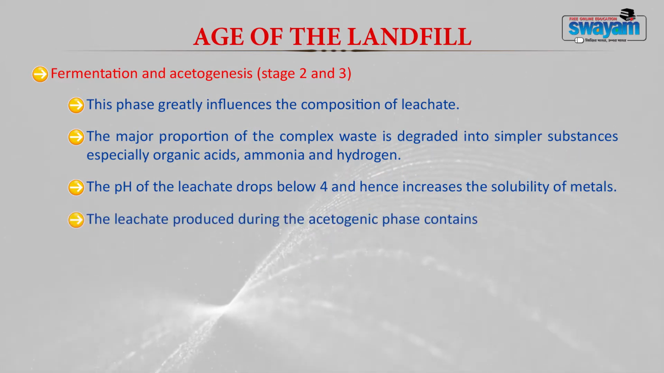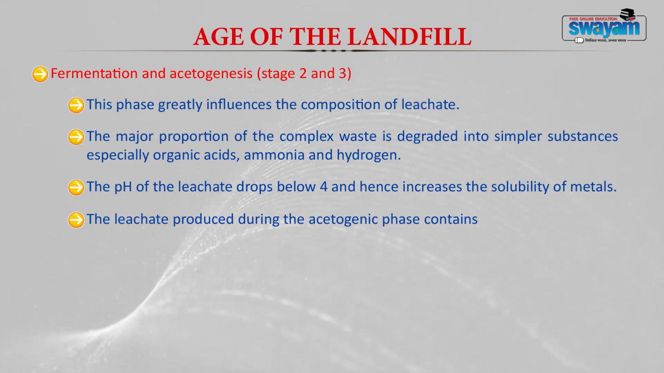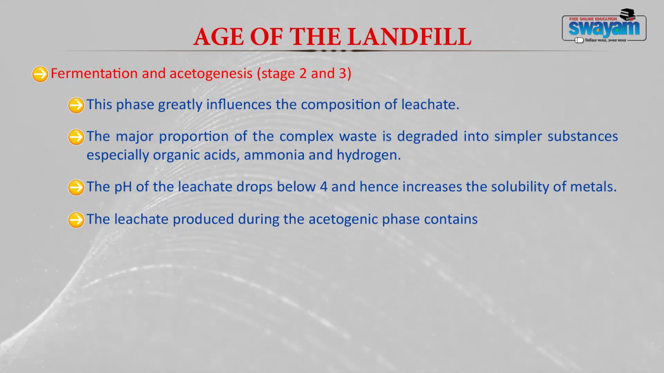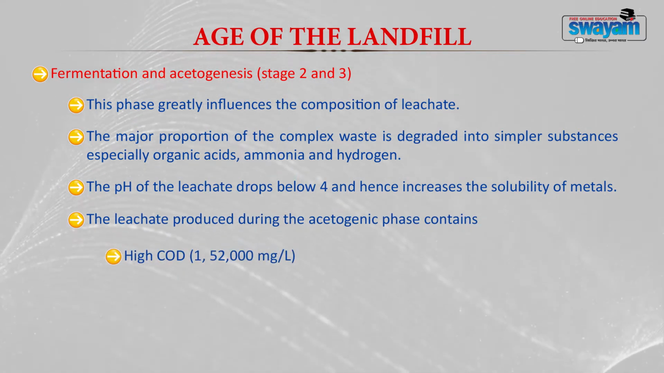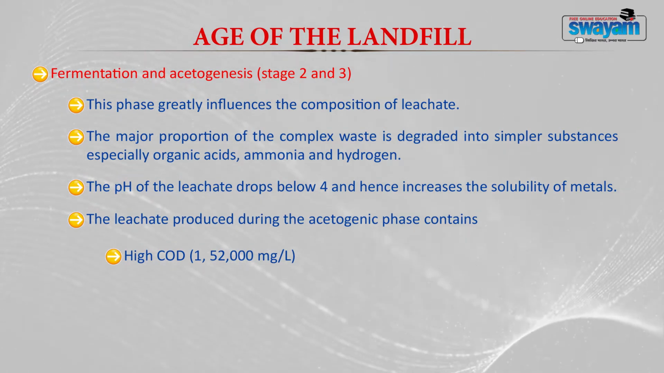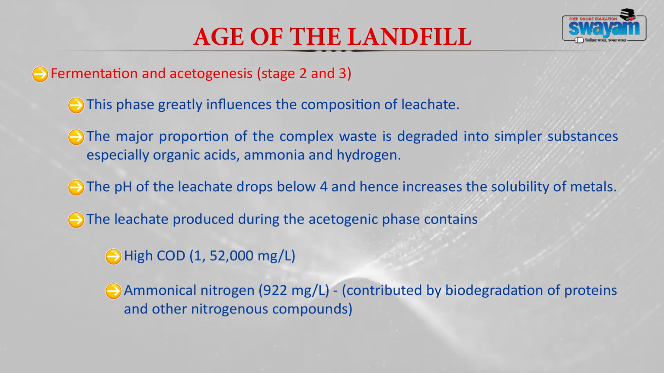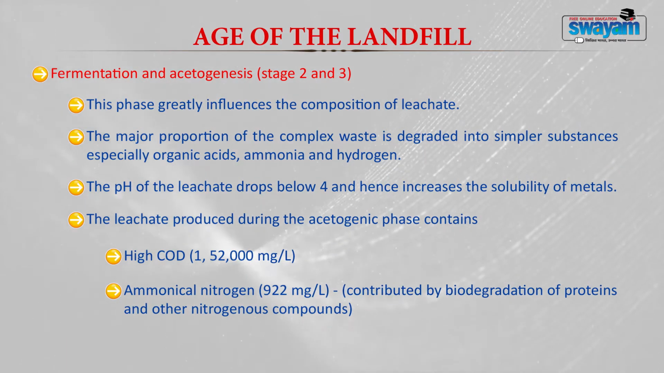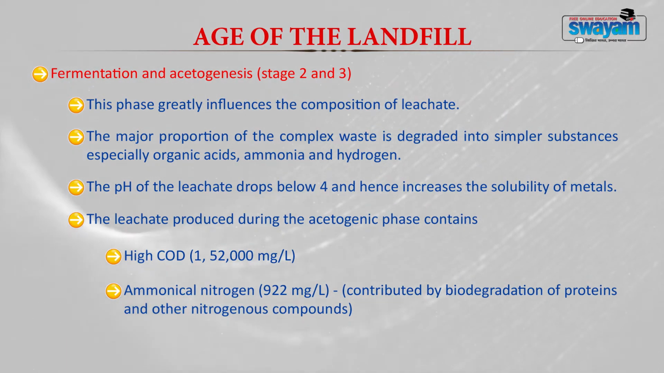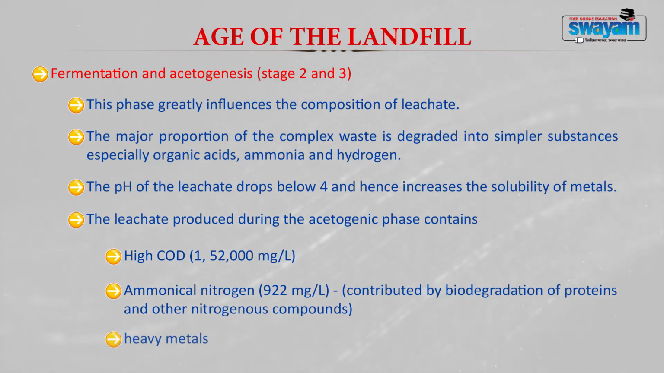The leachate produced during the acetogenic phase, as I told you earlier, contains a high amount of COD of around 30 to 50,000 milligram per liter. The ammoniacal nitrogen will be around 900 milligram per liter. It is generally contributed by the degradation of proteins and other nitrogenous compounds. It also contains a lot of heavy metals like zinc, cadmium, copper and so on.